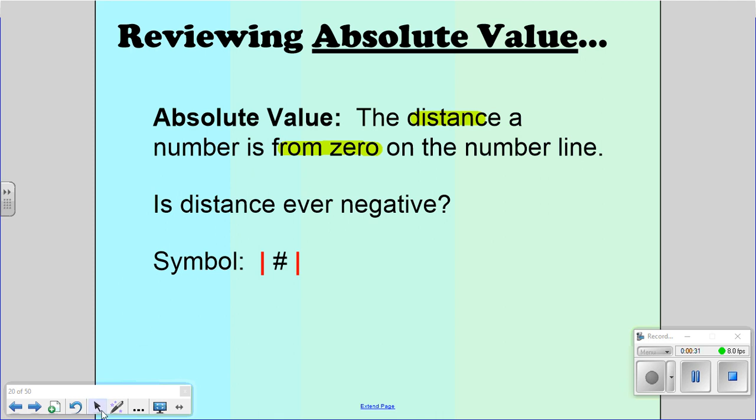So ask yourself, is distance ever negative? The answer to that question should be no. Distance is never negative, ever. The absolute value sign looks like two bars, and then you input values inside.